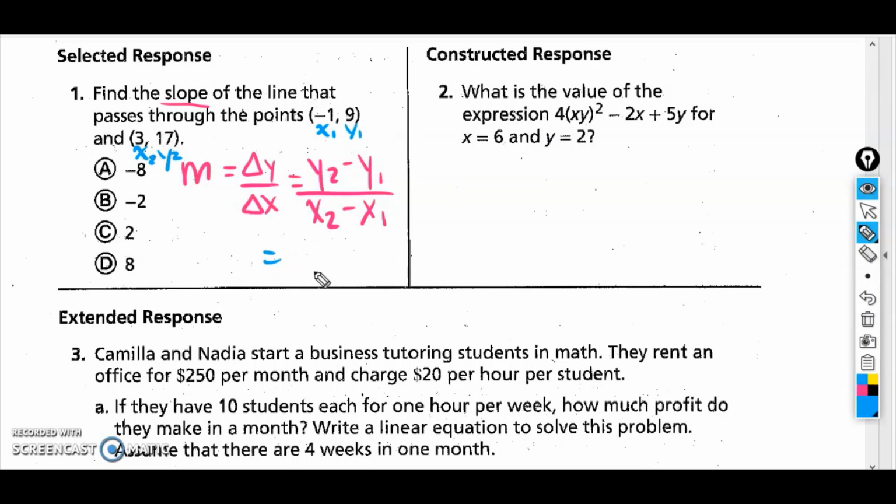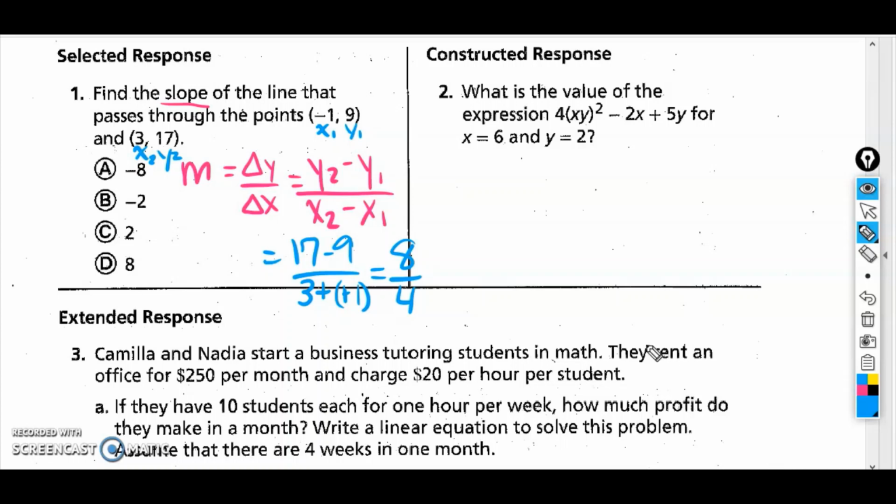So y2 is 17 minus y1, which is 9, over x2, which is 3, minus x1, which is -1. So I have 17 minus 9 over 3 minus -1. 17 minus 9 is 8, and 3 minus a -1 is the same thing as 3 plus a +1, which is 4. And then you just simplify it to get your answer.